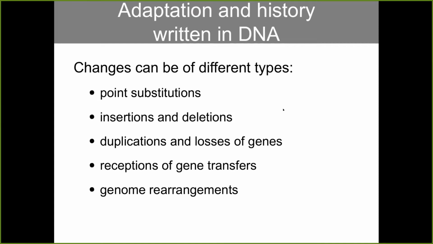So those changes in the genome that may underlie convergent phenotypic evolution may be of different types. Those could be point substitutions, as I was showing in my example with this red G site. But those could also be insertions and deletions, duplications and losses of genes or of intergenic regions, receptions of gene transfers, or genome rearrangements. So in this talk, we are just going to focus on point substitution. So it's a very narrow way of looking at convergent genomic evolution.